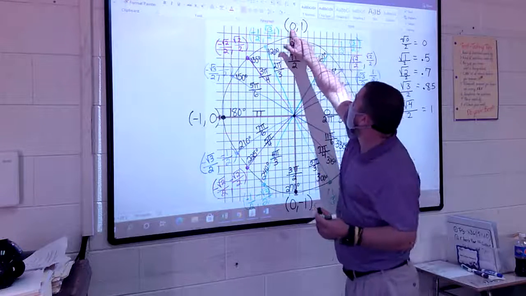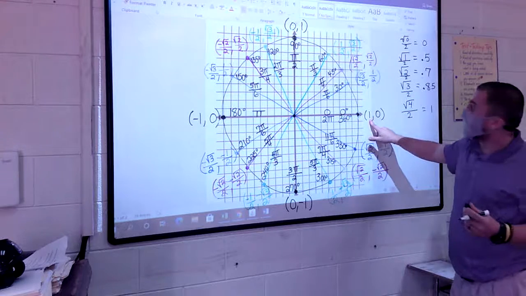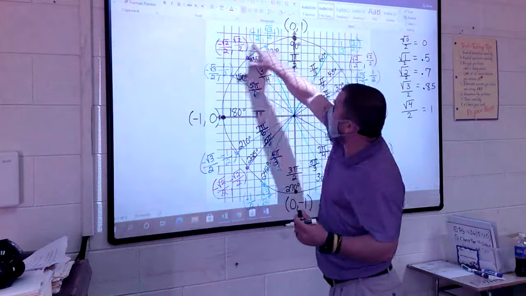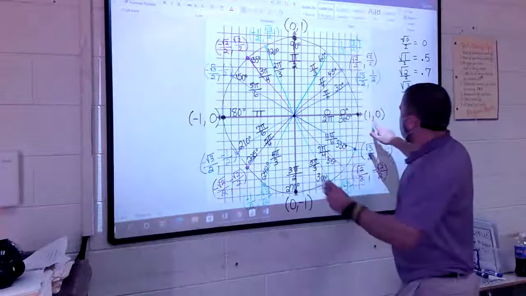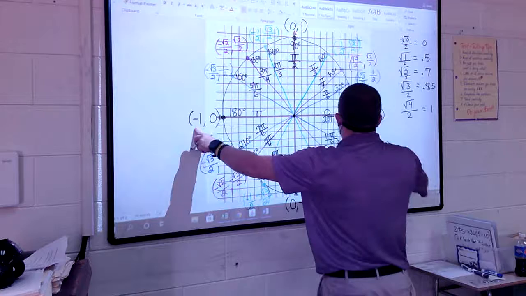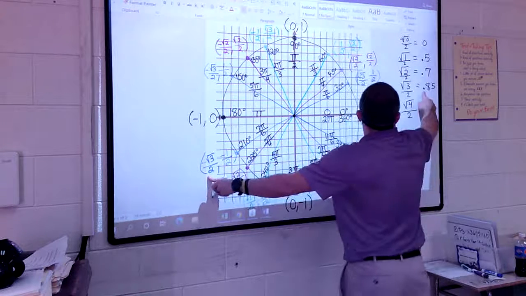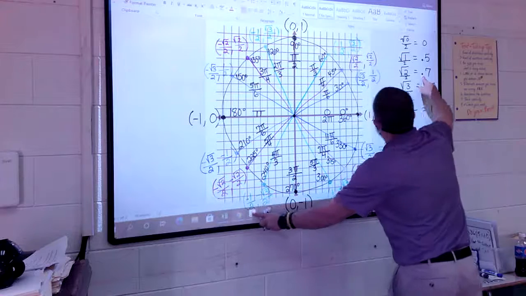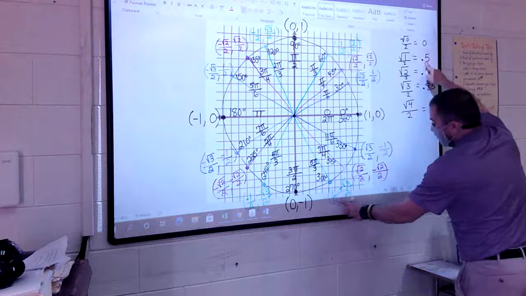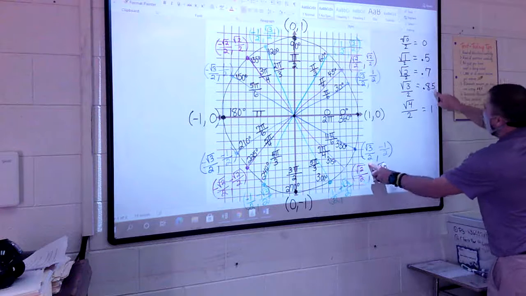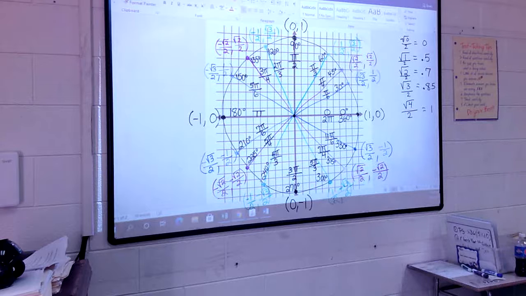Your x's, if you want to start your x's at 0 and say, going to the right, make some positive. 0, 1/2, square root of 2 over 2, square root of 3 over 2, 1. If you go to the left, 0, negative 1/2, negative square root of 2 over 2, negative square root of 3 over 2, negative 1. Once you hit negative 1 and 1, you're going to go all the way from negative 1 to positive 1. So negative 1, negative square root of 3 over 2, negative square root of 2 over 2, negative 1/2, 0, 1/2, square root of 2 over 2, square root of 3 over 2, and then positive 1. And that's how you're able to make your way around.